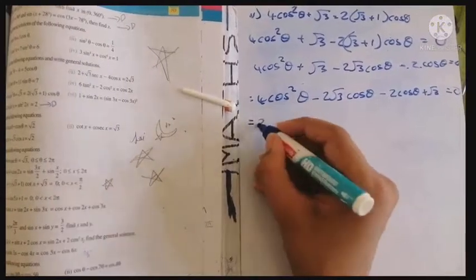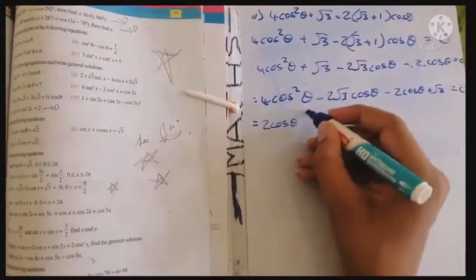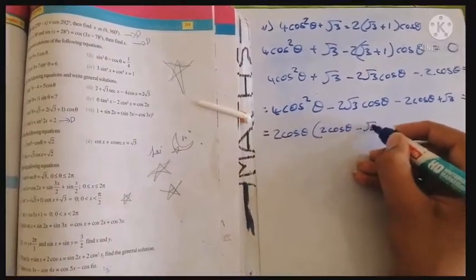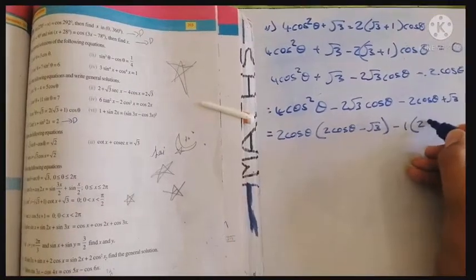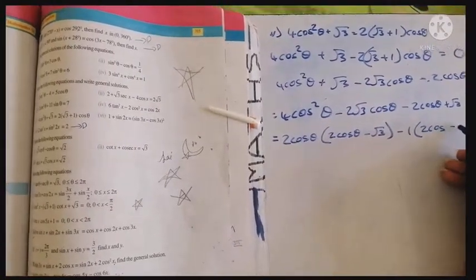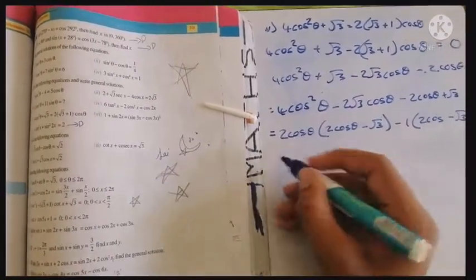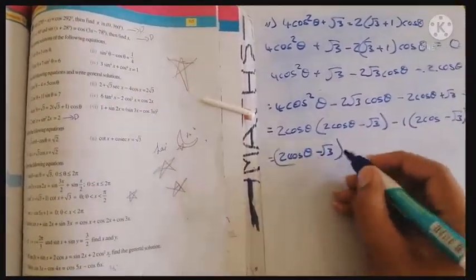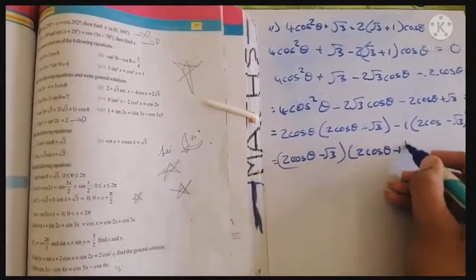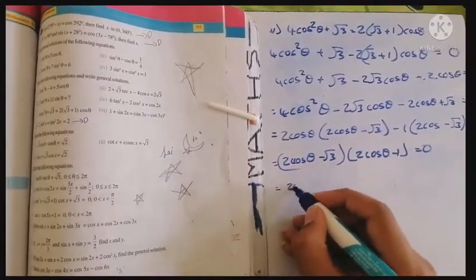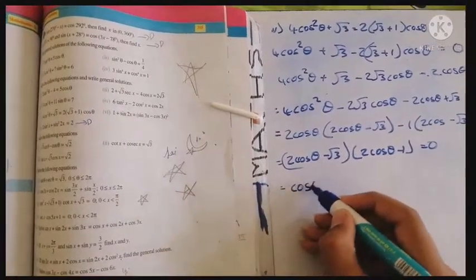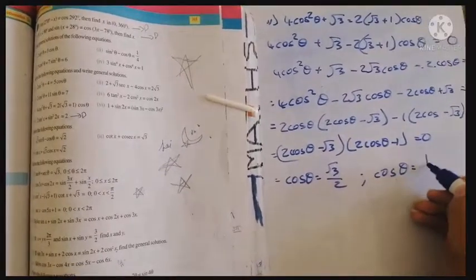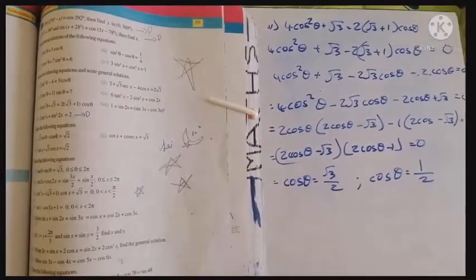We will take 2 cos theta common, which gives 2 cos theta minus root 3. Here, taking minus 1 common, we get 2 cos theta minus root 3. So 2 cos theta minus root 3 into 2 cos theta minus 1 is equal to 0. So now we can write cos theta equals root 3 by 2 and cos theta equals 1 by 2.